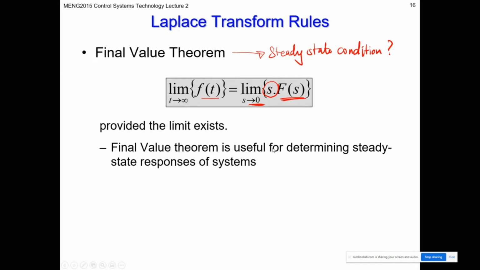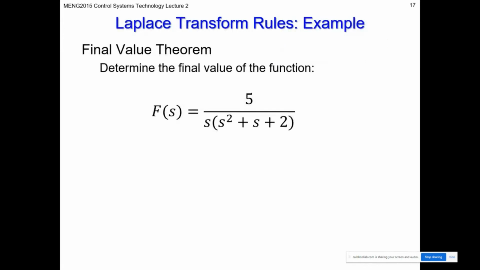Okay, and that is true as long as the limit exists. So in other words, this works if the system itself ends up converging to a steady condition. If the system's unstable, for instance, then you find that the system goes off to infinity and it doesn't find a steady state. So as I said, final value theorem is useful for determining steady state responses of systems.